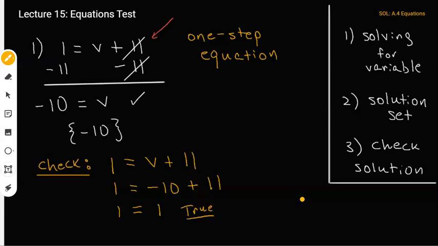All right, let's look at number 3. Number 3 is going to be a two-step equation because I'm going to have 2 things that I need to do to get the x by itself. Let's take a look at that.